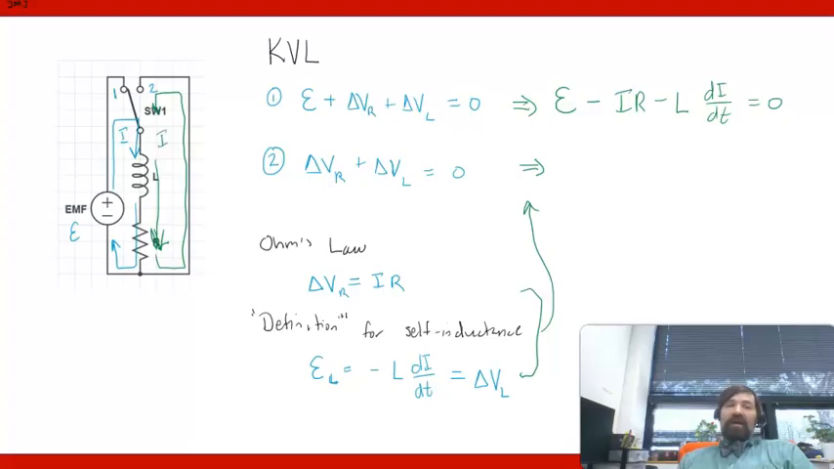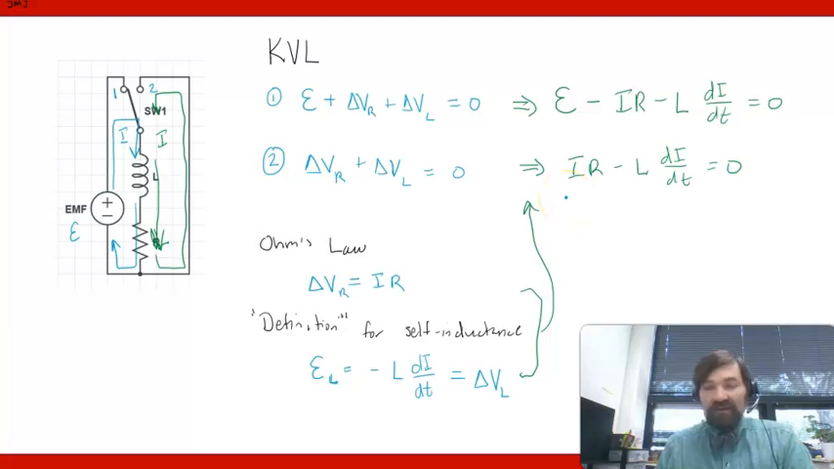So this would be I when in position 2. And so in some sense what that means is that I end up with IR minus L di/dt is 0. So I basically have a pair of linear first order differential equations, just as I did with the RC circuits. That means that I'm going to have to solve these equations.